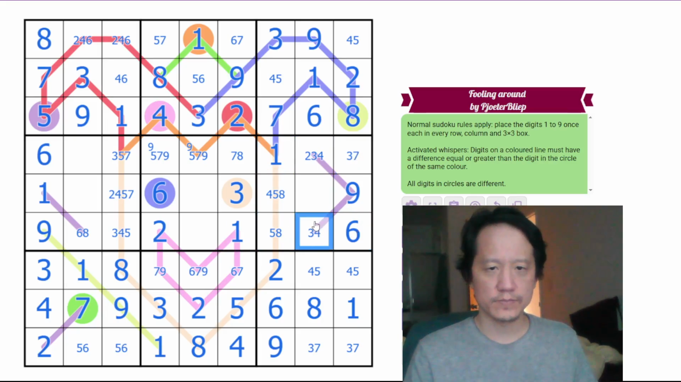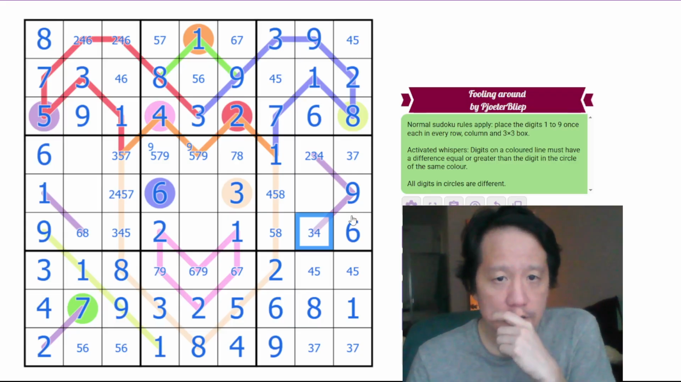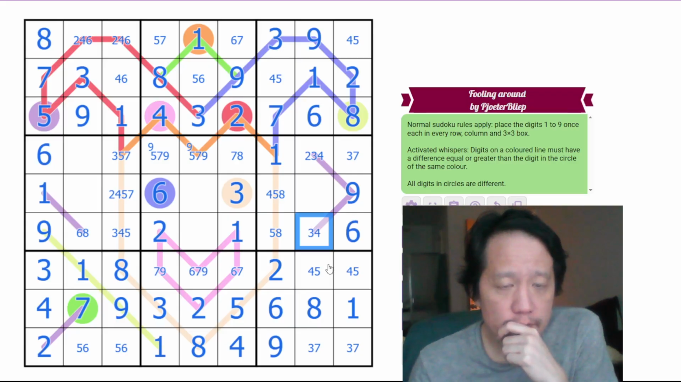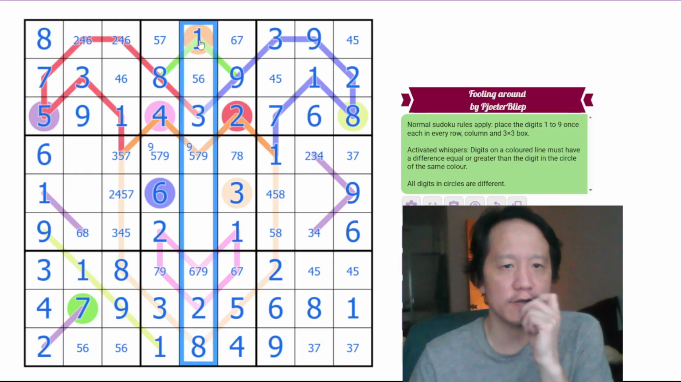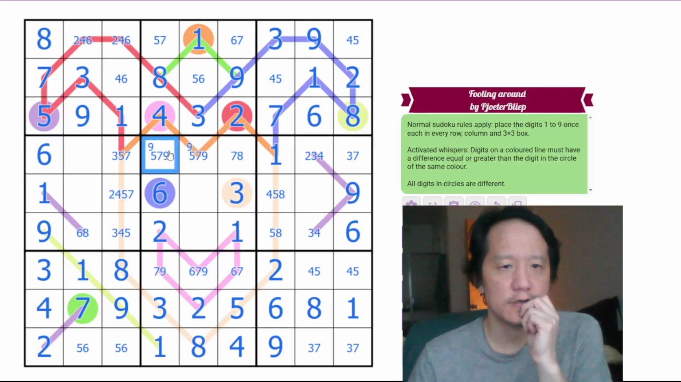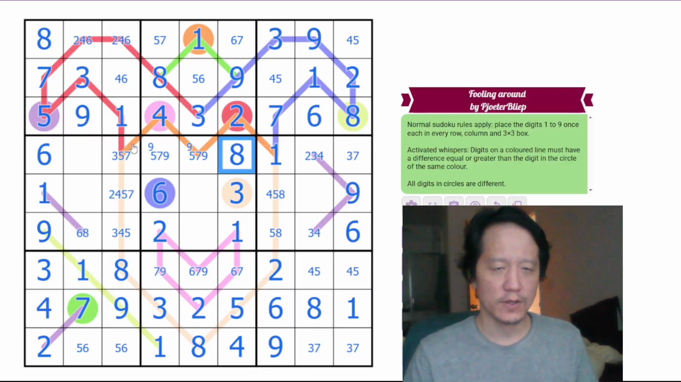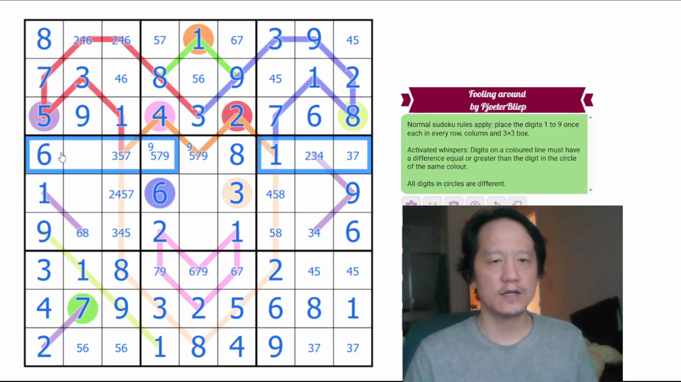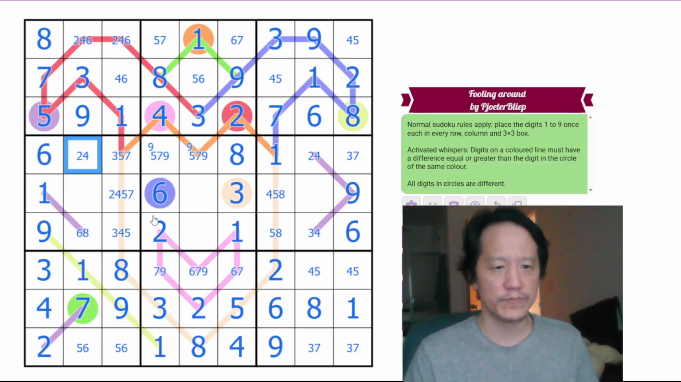Okay. What else are we missing? 8 cannot be here in box. Cannot be here or here in box 5. So this must be an 8. We have a 3, 5, 7, 9 quadruplet in row 4, which eliminates 3, 5, 7, 9 in that row. So this can't be 3. This is 2 or 4. This is 2 or 4.